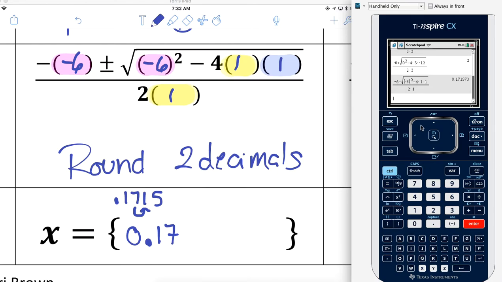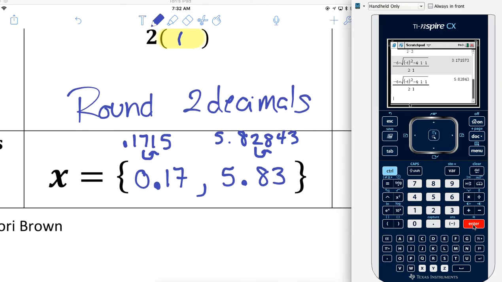Let's go ahead. We're going to arrow up, copy it, enter, paste it, go all the way back and change it to a plus, enter. Now I'm going to write this one down. My answer on my screen is 5.82843. I'm going to look at the second decimal and ask its neighbor, is it going to stay or round up? That 8 tells us to round up. So 5.83.